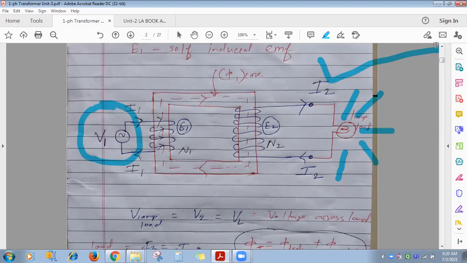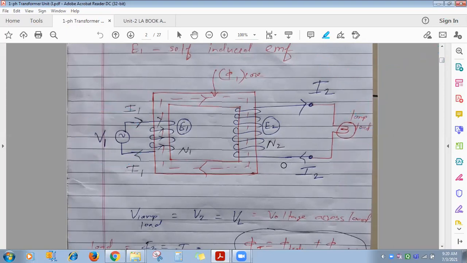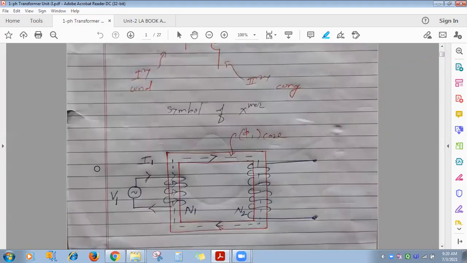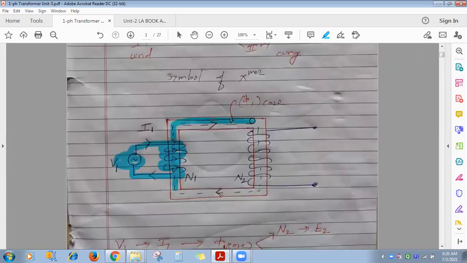Frequency remains constant. So working principle, is this clear to everyone? Okay, AC voltage you apply here. AC current will flow through primary winding. It will produce changing magnetic field. That changing magnetic field completes its path through core.